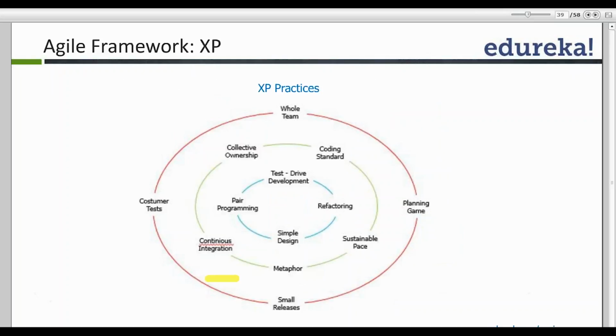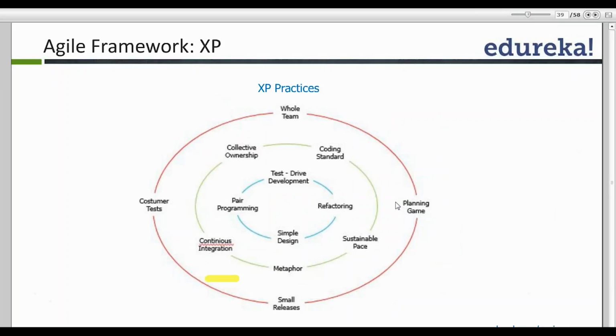XP actually came out of programming, and it's a practice which is done mostly at a coding level. So XP talks about certain key XP practices like test driven development, pair programming, simple design. That is what XP talks about.